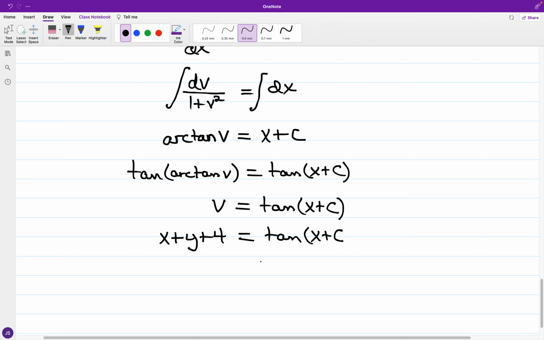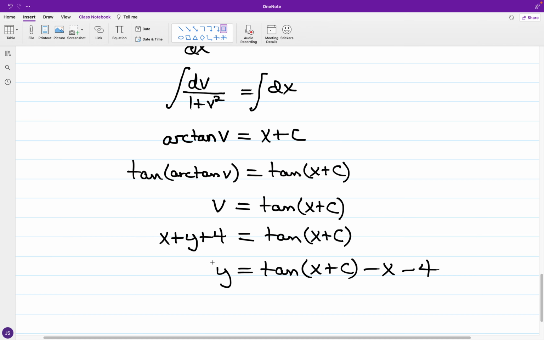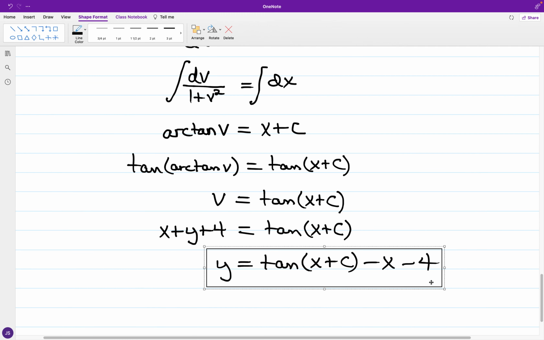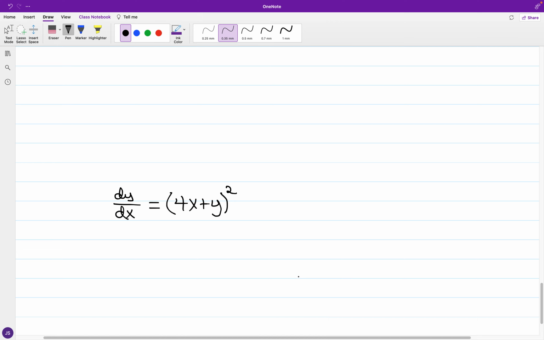And so, upon isolating y, y is going to be equal to the tangent of the quantity x plus c, followed by the subtraction of x as well as 4, and that will be the outcome of what we have for y in this particular inseparable differential equation.